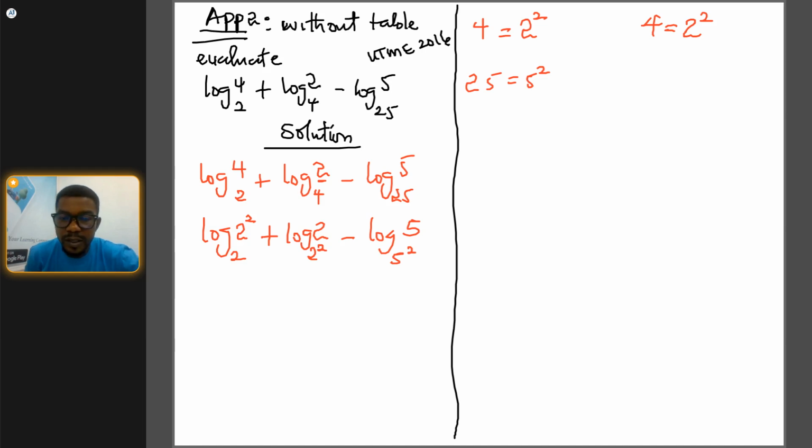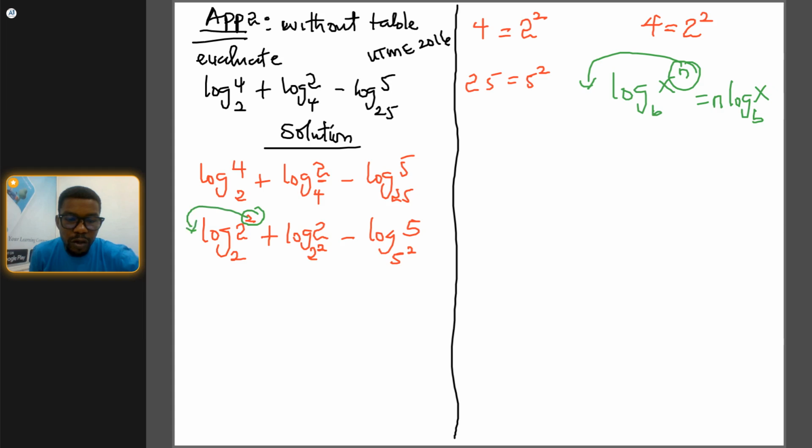So from the law of logarithm that we discussed yesterday, we said that if we have log x raised to power n base b, what we have to do is take this power to the front of the log. That will be n log x base b. The same thing we are going to apply here. So if I take these 2 to the front of the log, I will have 2 log 2 base 2.